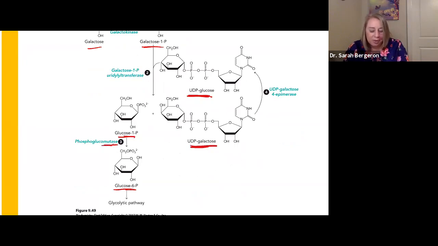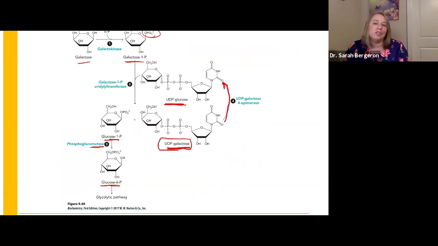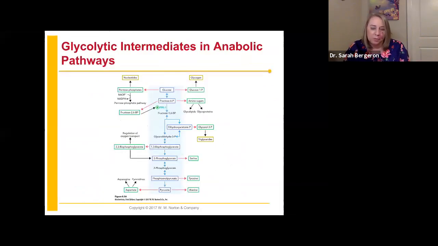But you've got to remember that this UDP galactose has to be converted back to the UDP glucose in order to keep going through this cycle. And so we can go again and again and again, right? But that's how you get some of these sugars into the glycolytic pathway without them being glucose.